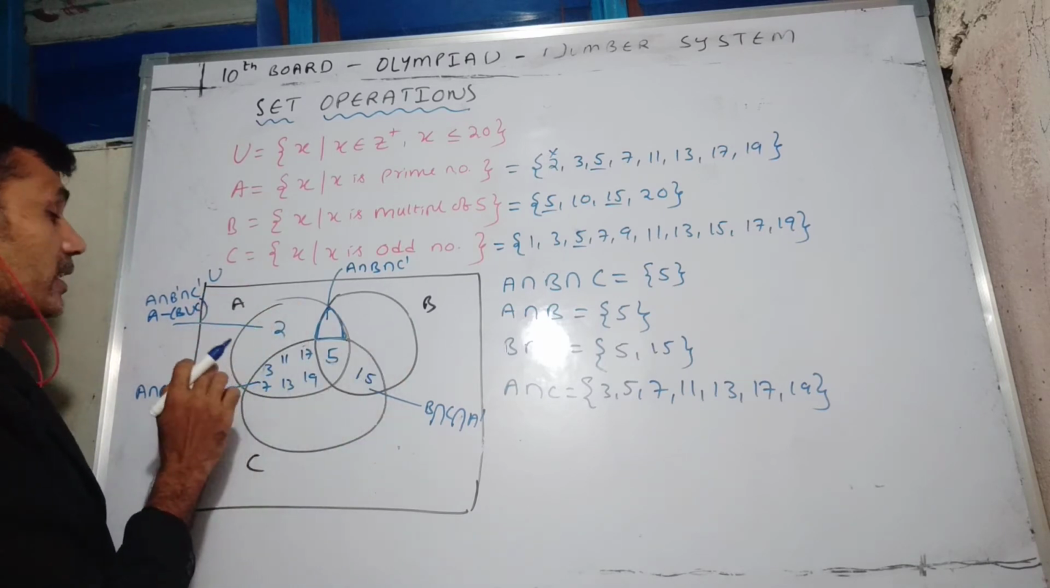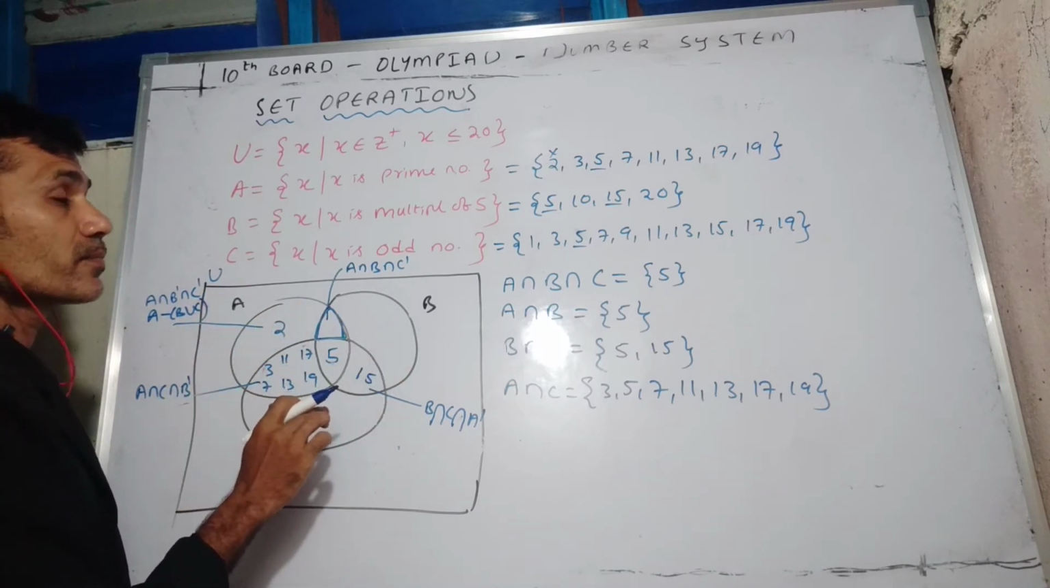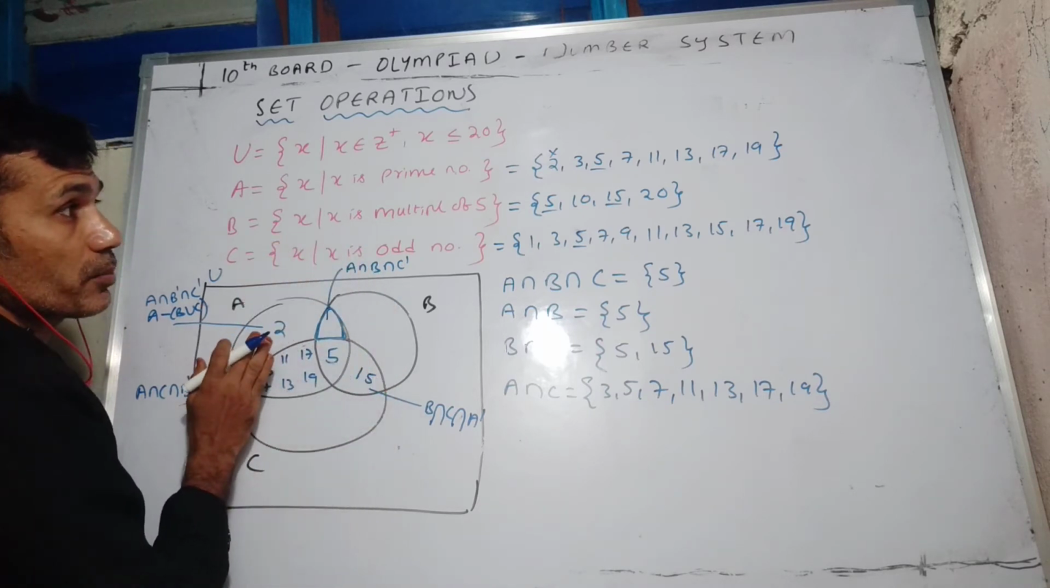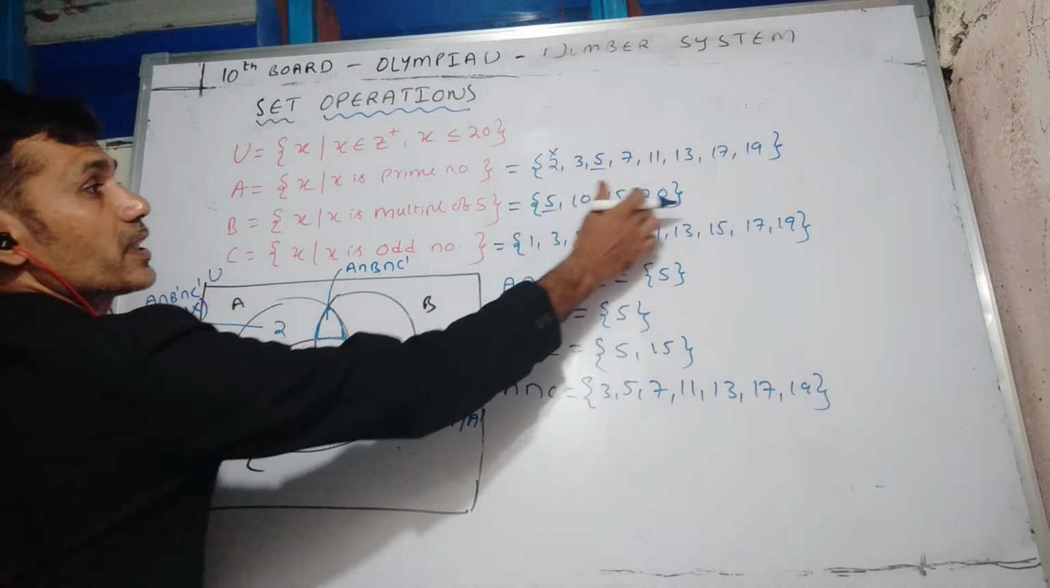Next here, what do we want? B only. That is B minus A intersection C. That means we want multiples of 5 only. They should not be prime or odd numbers. That is 10 and 20.